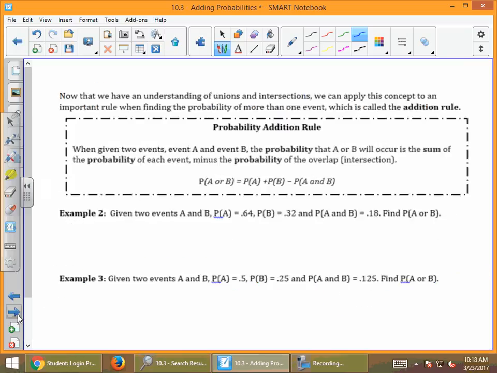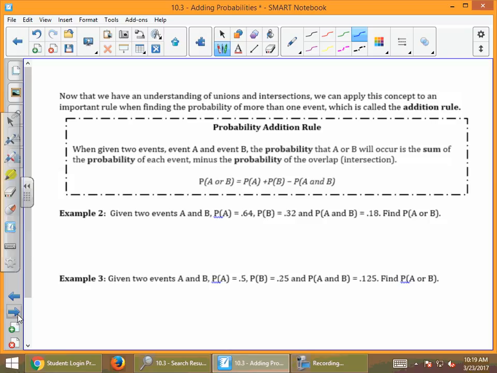Right. Now that we know about unions and intersections, we can go to the addition rule. Okay? When you're trying to find the probability of A or B, of one event or the other event happening, you have to follow this formula. It's your responsibility to know this formula. They're not going to give it to you on your OST, so we're not going to give it to you. That way you can prepare for it and have it memorized in your head.